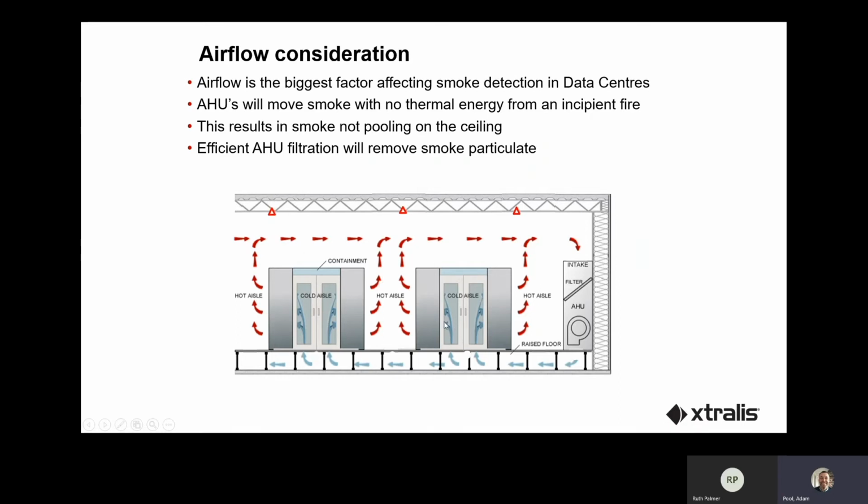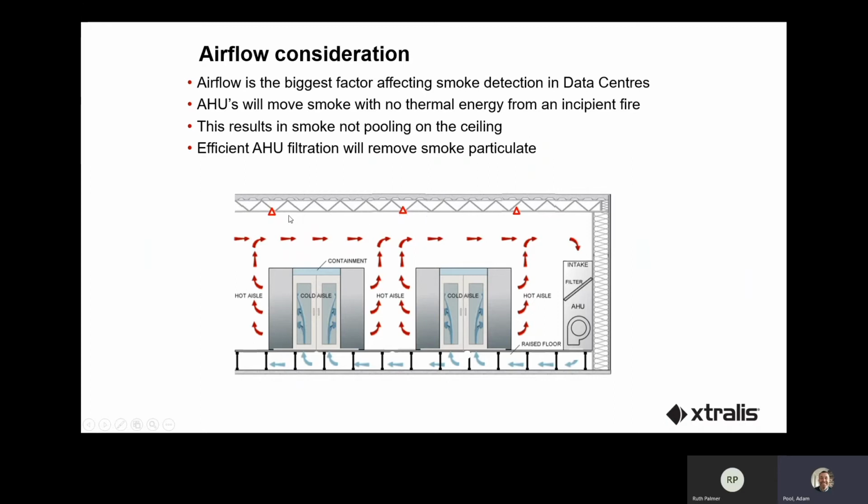That can happen. So the cold aisle is then pushing the airflow through the equipment. The equipment is where the fire is potentially most likely to occur, and that smoke is then going to follow the airflow back to the air handling unit, which is drawing air in typically at the top, has got filtration, so that filtration is going to remove any smoke particulate from the system, and then it's going to blow back into the floor void. So airflow is one of the biggest factors.